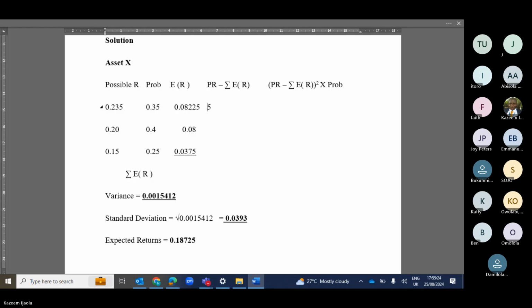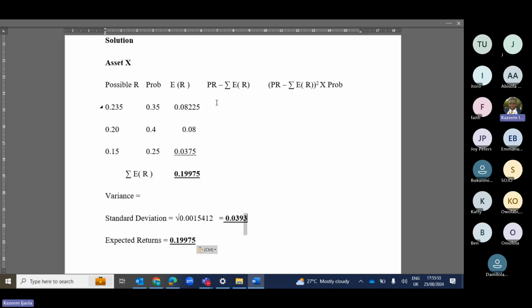That's 0.08225. So, now what's our total expected return? Plus, I got 0.19975. So this is the expected return for this asset. So let's calculate, we have our expected return already. Let me copy it, paste it here.